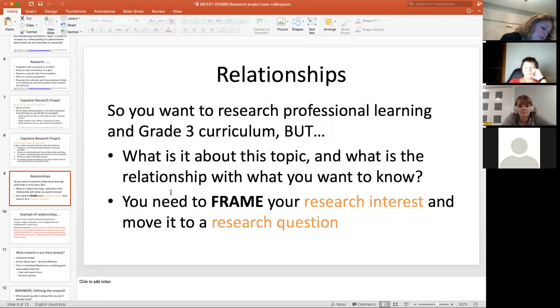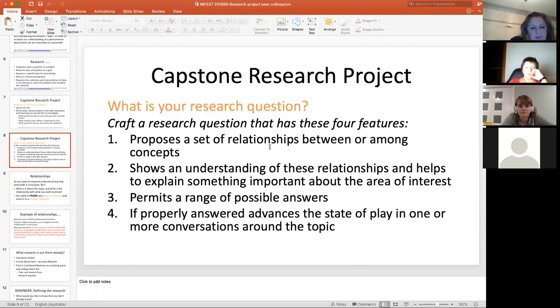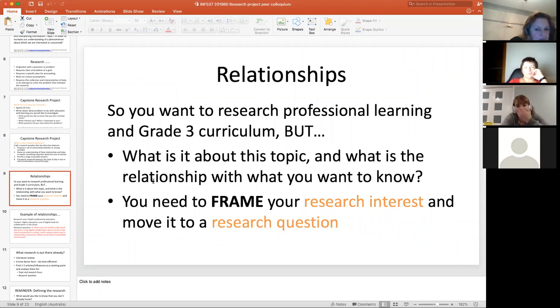Now, in terms of relationships, just going back to that other slide, proposes a set of relationships between or among concepts. So for example, you want to research professional learning in grade 3 curriculum. All right, professional learning, grade 3 curriculum. What is it about this topic, and what is the relationship with what you want to know? Okay, so that would be something that you would be thinking about. What is it about professional learning in grade 3 curriculum? What's the relationship?